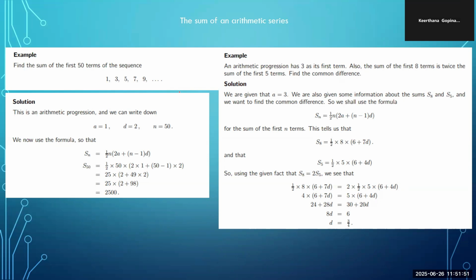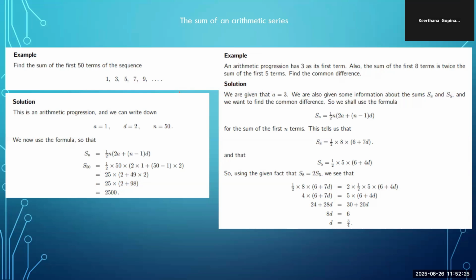They didn't give the last term. N is 50. Now, here you have to find the sum for the first 50 terms. What is the formula? Sn equal to 1 by 2 n into 2a plus n minus 1 into d. Correct. So using this formula, it is easy to find out. 2500.